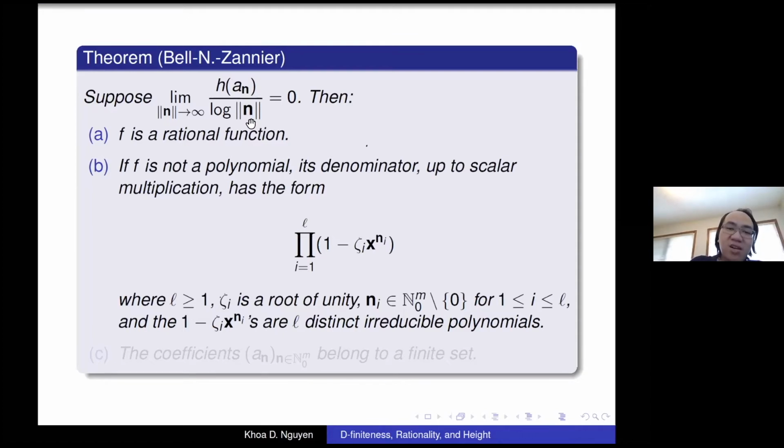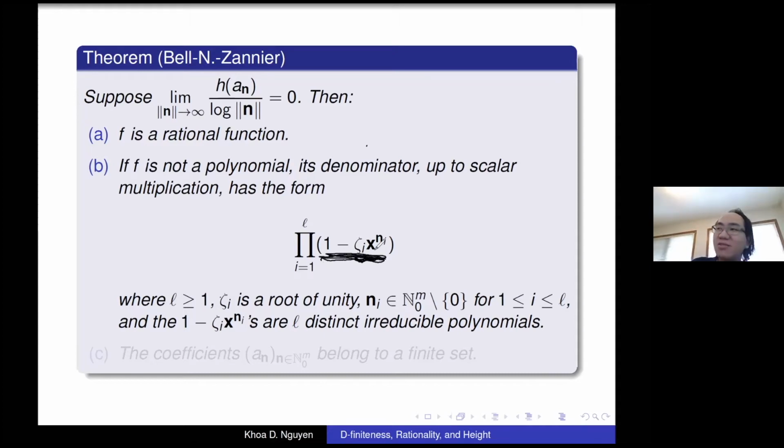So if f is not a polynomial, so if the coefficients don't eventually become 0, then the denominator, up to scalar multiplication, has the form: the product of 1 minus zeta_i x to the n_i. So this zeta_i is a root of unity, and this is a monomial x to the n_i here. And these are all distinct. So these factors are distinct.